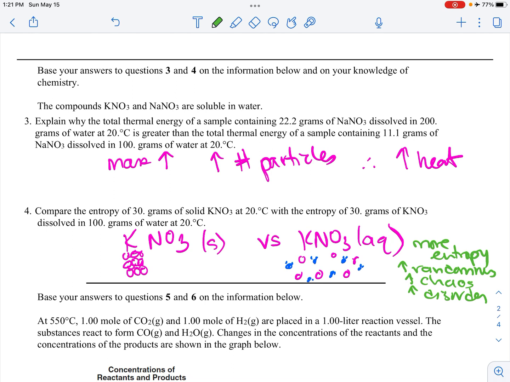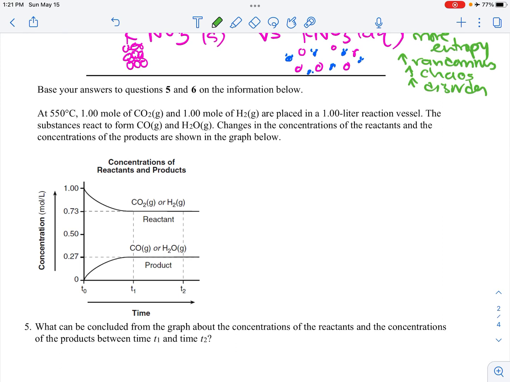So when it says compare, you just say the aqueous, the solution has more entropy than the solid. Or you could say the solid has less entropy than the aqueous. Okay, so 5 and 6.